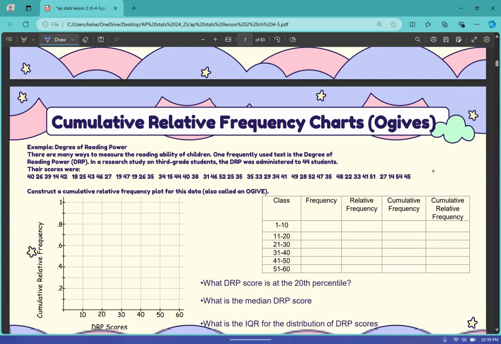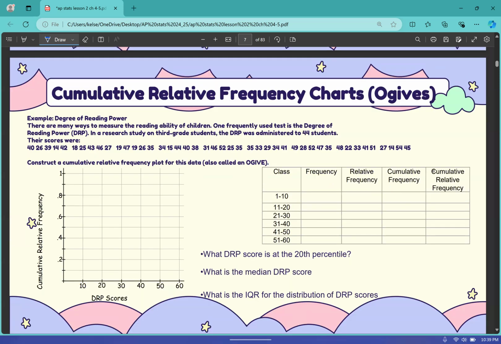All right, so here's our new kind of graph, and we use this for cumulative relative frequency. Cumulative means that you are adding up as you go along. So you're accumulating everything. In this case, we are accumulating relative frequencies.